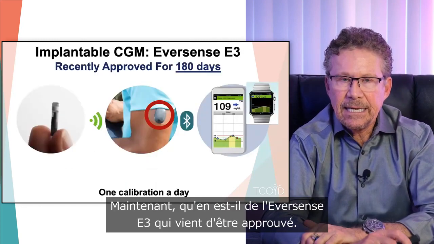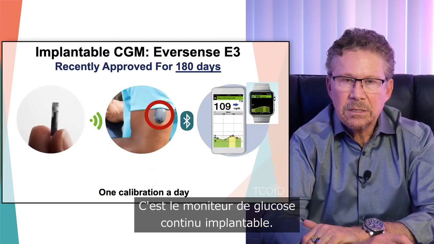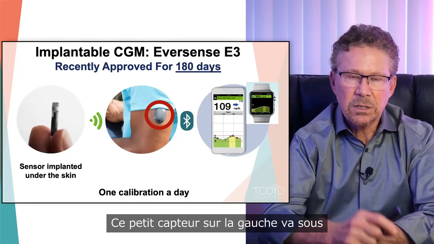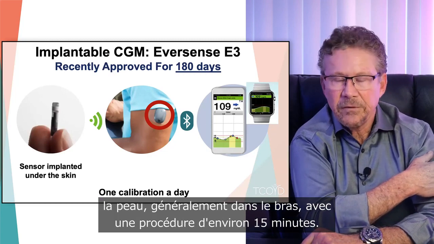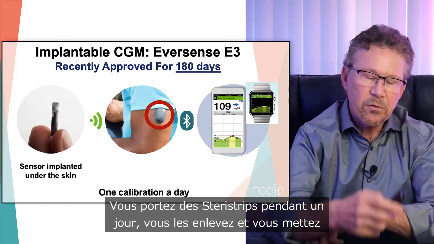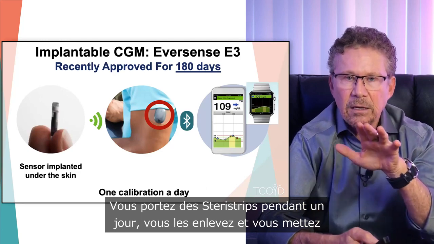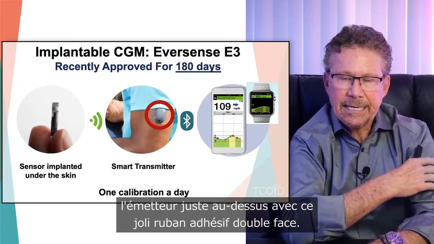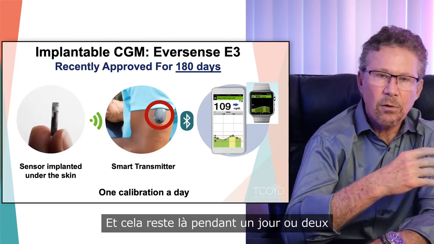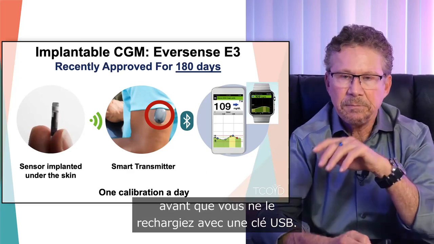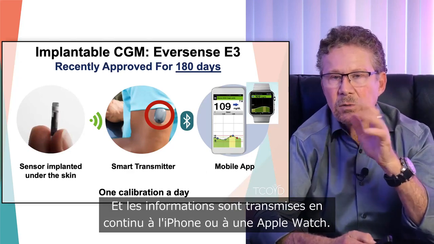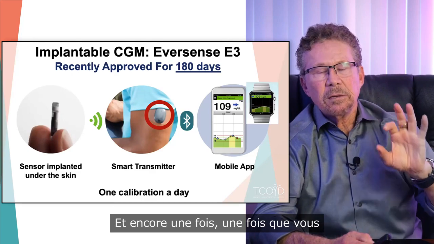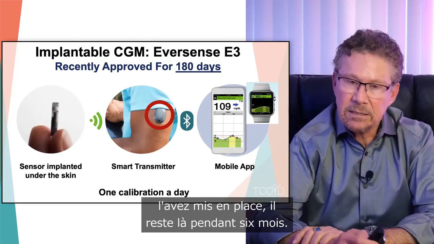Now, what about the Eversense E3? Just got approved. This is the implantable continuous glucose monitor. That little sensor on the left goes under the skin, usually in the arm, with about a 15-minute procedure. You wear steri strips for a day and you take them off, and then you put the transmitter right over it with this nice double-sided skin tape, and that stays there, and you remove it for a day or 2 days to charge it with a USB. And the information goes continuously to the iPhone or an Apple Watch. And once again, once you get it put in, it stays there for 6 months.